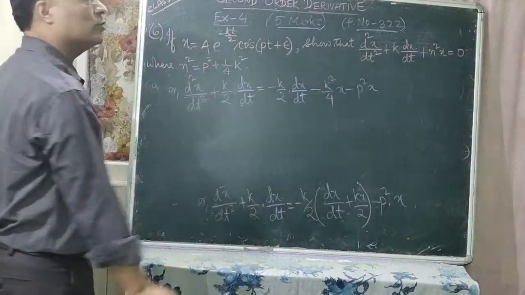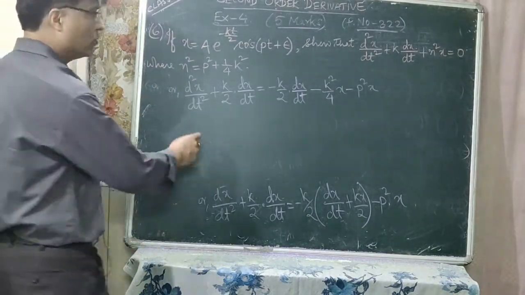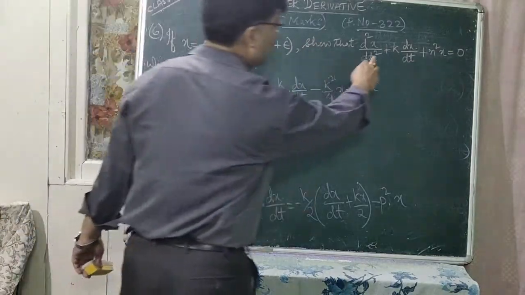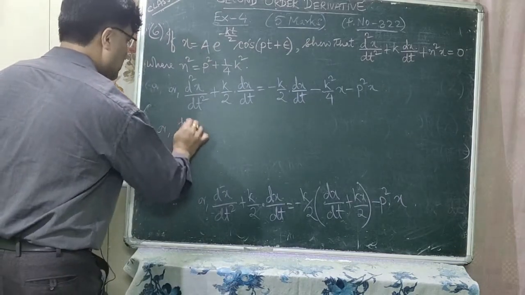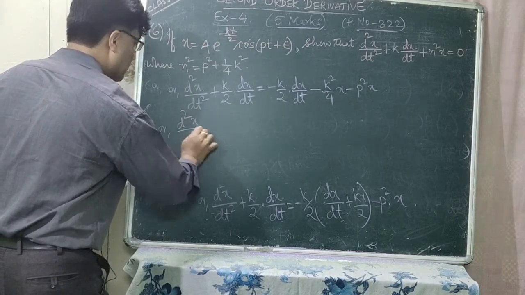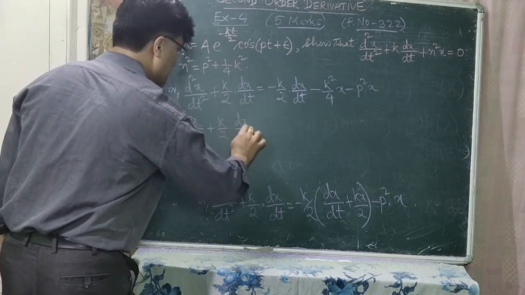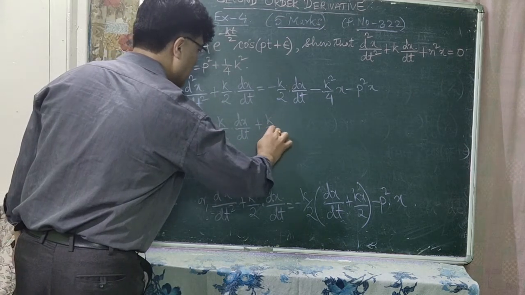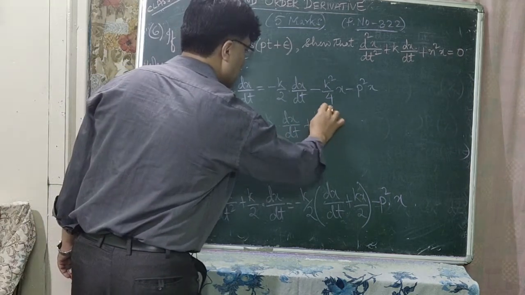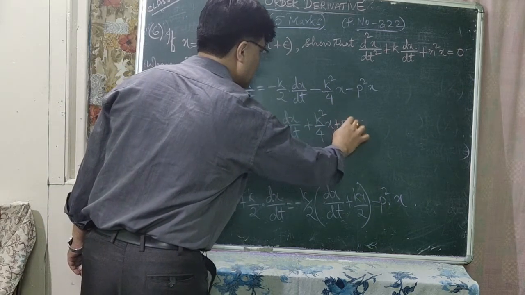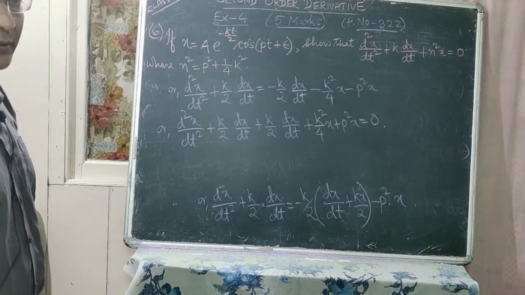So next, what will you do? Take all the terms to the left hand side to make the right hand side 0, right? Since we have to prove the right hand side is 0. So take all the terms to the left hand side. So it is d2x by dt square plus k by 2 into dx by dt plus k by 2 into dx by dt, plus k square by 4 into x plus p square x, which is equal to 0. So I think you have understood it.